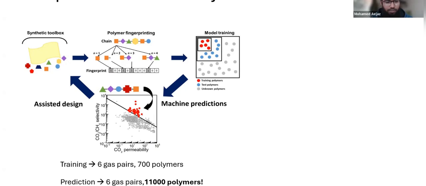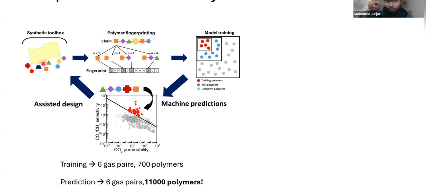Like I said right from the beginning, the goal is always to have better and better properties. So the machine suggests that, hey, if you synthesize so-and-so polymer, then you might end up getting gas transport properties that are way above this empirical line. So the machine predicts, and then you again synthesize.